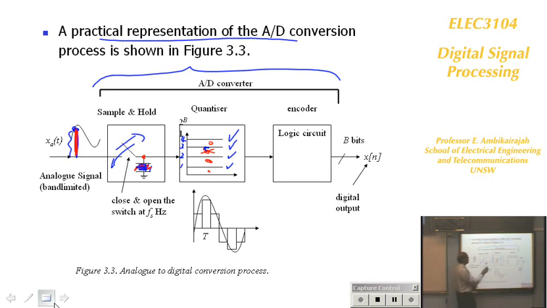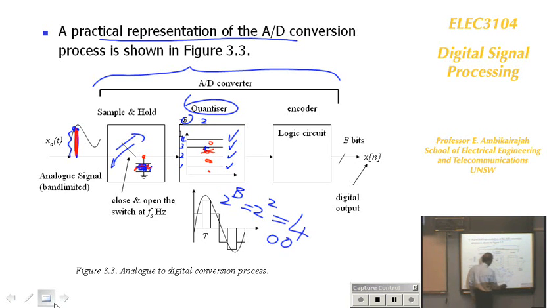So it's a basic, simple 2-bit quantizer. If you want 4 levels, B becomes 2, so 2 to the B is equal to 2 to the 2, which is equal to 4 levels. How do you represent 4 levels? You say 0, 0 is the first level. 0, 1 is the second level. 1, 0 is the next level. Then 1, 1 is the next level.